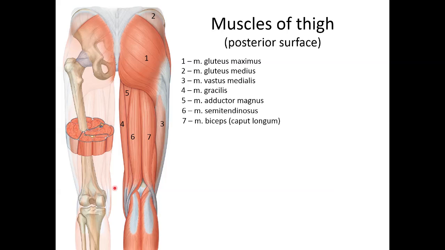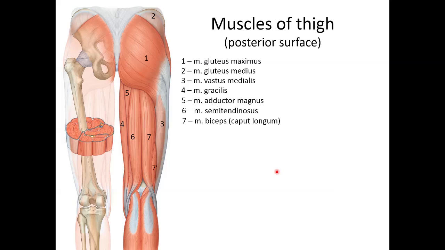So if we watch the most inferior part of this picture, we can find a popliteal fossa, fossa poplitea, which has a rhomboid shape, and this superior part of the rhomb is formed by musculus semitendinosus from the medial side and biceps femoris from the lateral side.